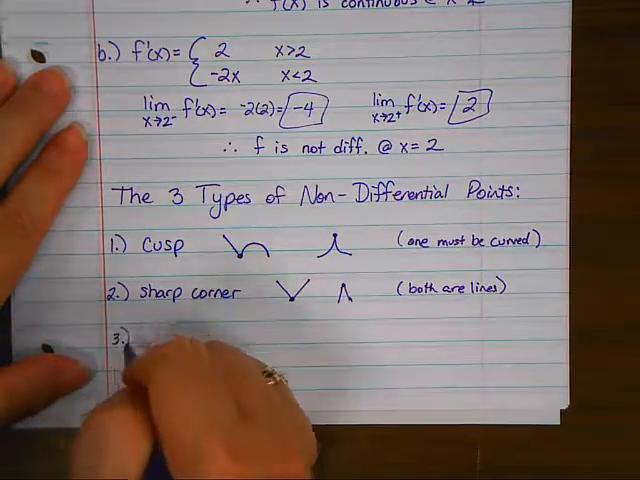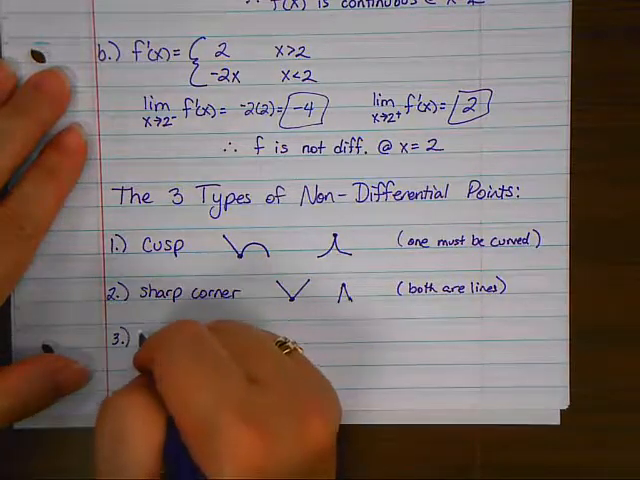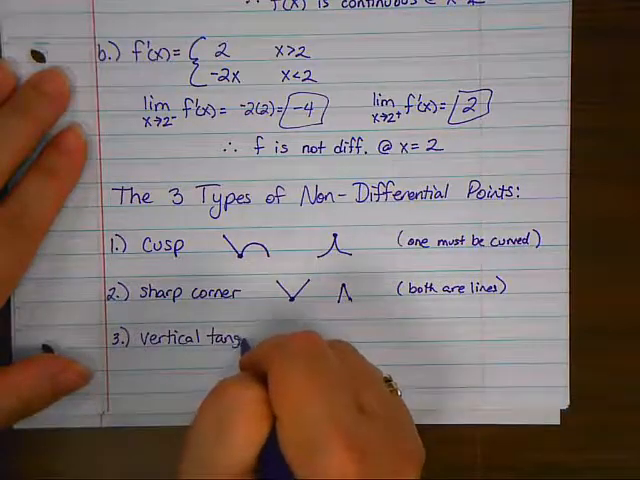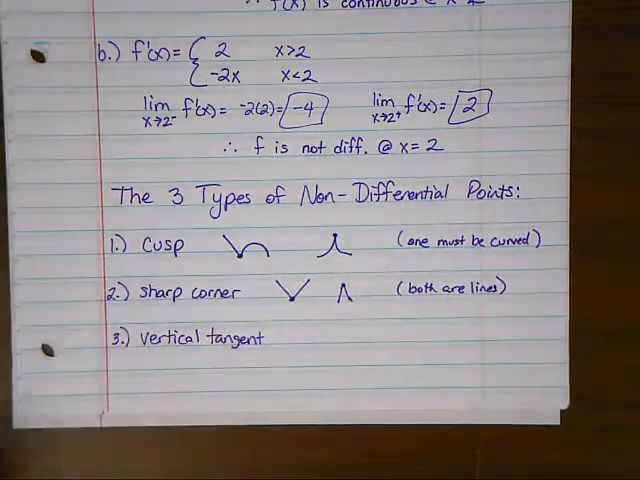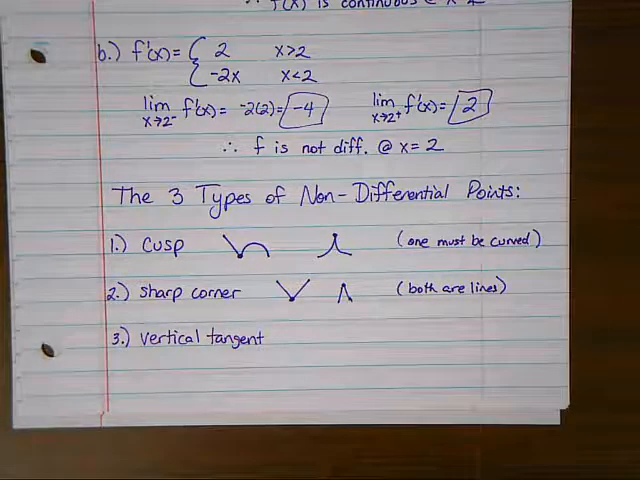Okay. The third one, I'm not going to do a problem with, but I'm just going to tell you what it is. It's called a vertical tangent. And I'm going to show you a graph of one of those on my calculator here.